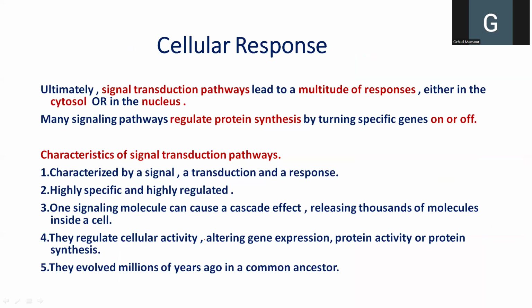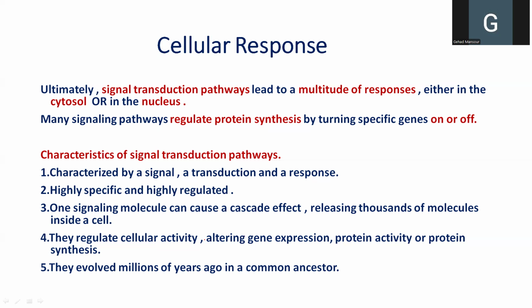So ultimately, the signal transduction pathway leads to a multitude of responses. And these responses might be products obtained in the cytosol, or, as you saw in the case of the steroid hormones, products obtained in the nucleus. Many signaling pathways will regulate protein synthesis by turning genes on or off, even if they are not steroid hormones. And we will see examples of this later on.